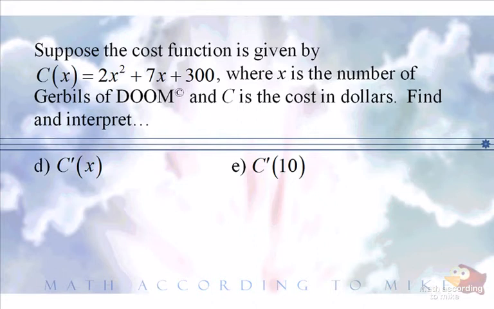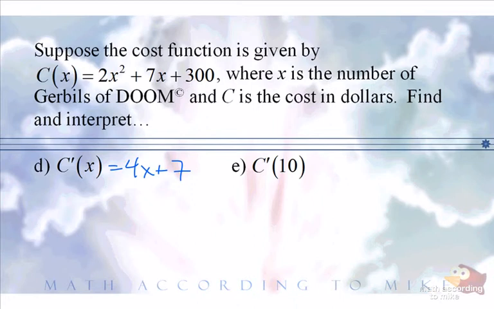Part D, C prime of x. What is C prime of x? 4x plus 7. 2 times 2 makes the 4. Take 1 off the exponent. 7 times x to the 0 is just 7, and the 300 goes away.